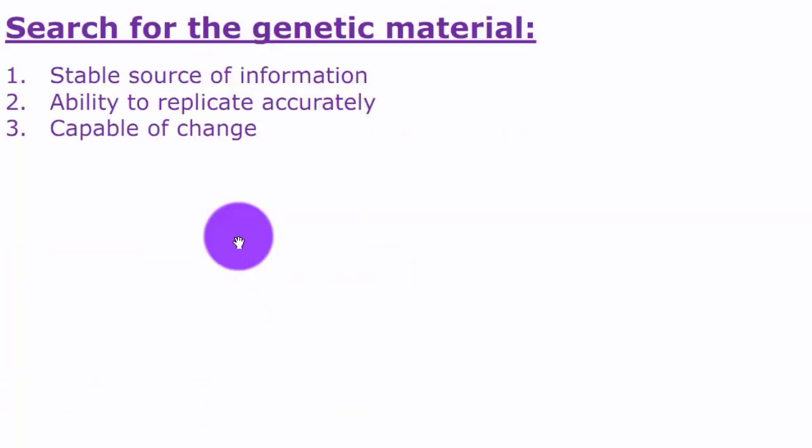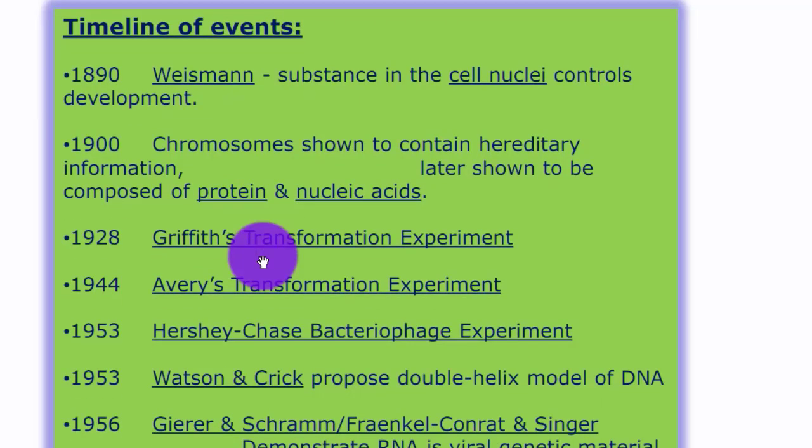What is the nature of the genetic material? It's a question scientists try to answer. It's a stable source of information. It has the ability to replicate accurately. It can be changed. It's stable, it replicates, it changes. There is a timeline of events.